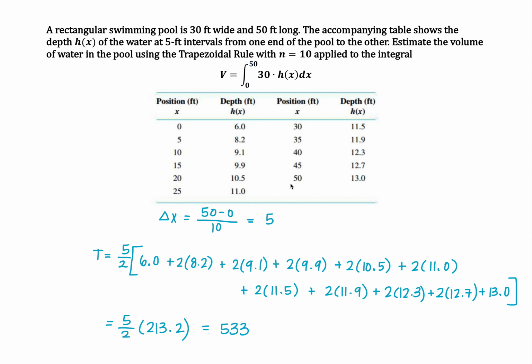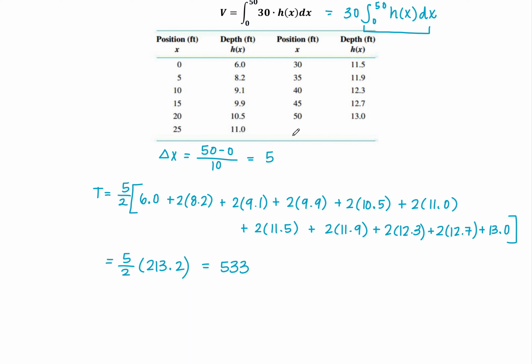Now, if you remember correctly, to find the volume, it's not just 533. The volume is going to be 30 times that 533, because we could rewrite this as a 30 in front of that integral. So the 533 is this part. Now we're going to multiply by 30 to get the volume. So the volume here is 15,990 cubic feet.